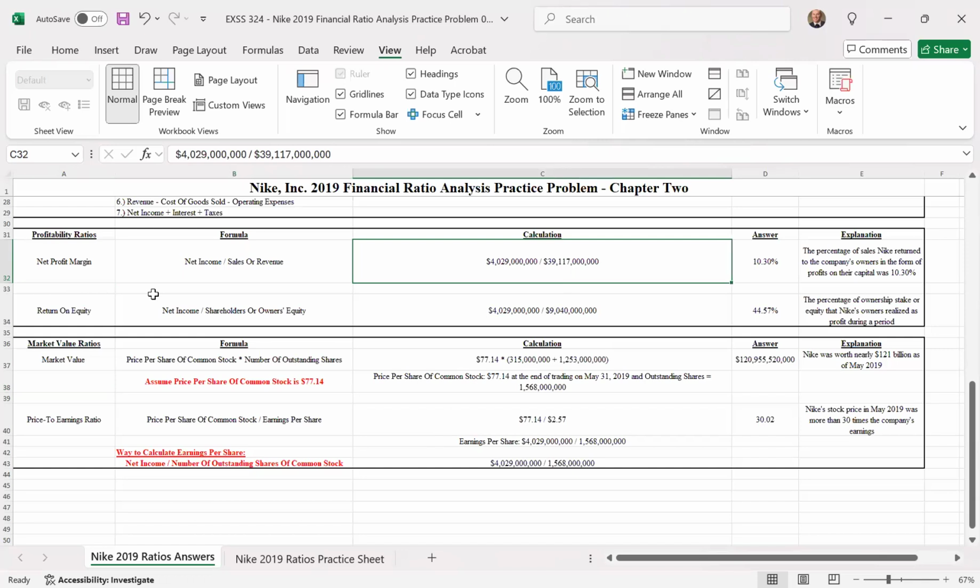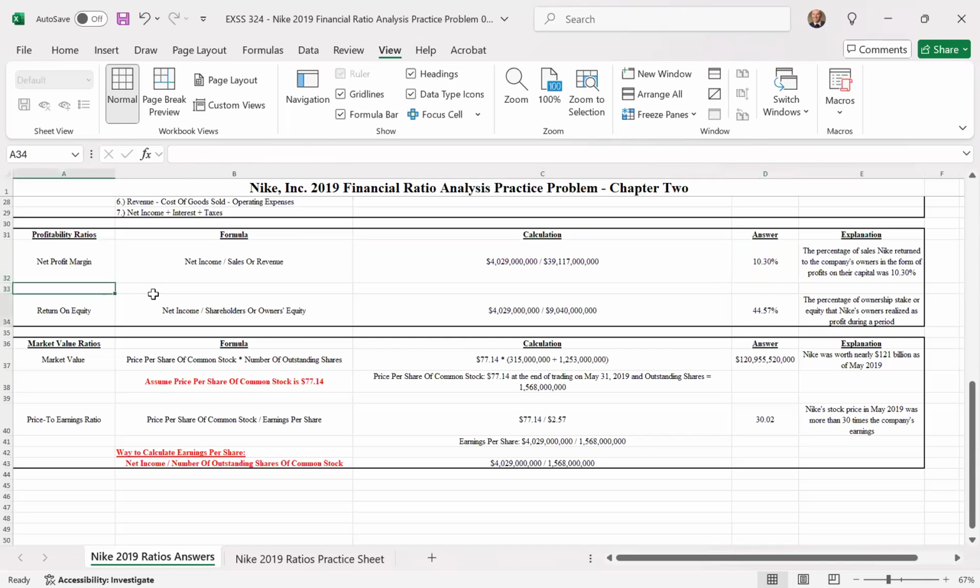4,029,000,000 divided by 39,117,000,000, we're going to get 10.30%. And that states the percentage of sales Nike returned to the company's owners in the form of profits on their capital was 10.30%. And then we'll look at return on equity.